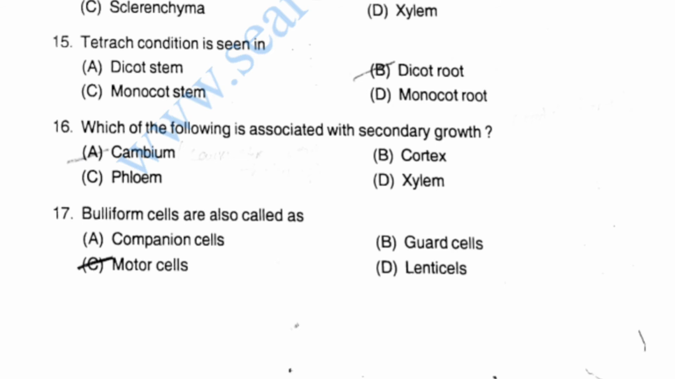Okay, and these cells make the leaf curl during water stress conditions. Clear? During water stress, due to water pressure, these cells make the leaf curl, and because of this curling of the leaf, due to the action of the bulliform cells, there would be less loss of water, less transpiration. Clear? Understood? So here our answer is motor cells. Clear? Bulliform cells are also called motor cells.